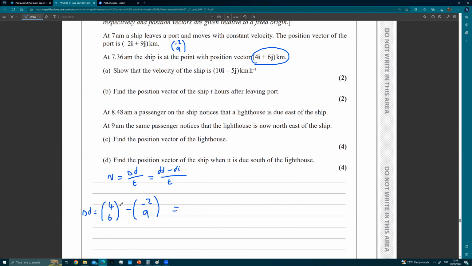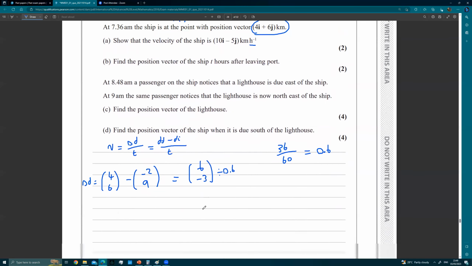And that's just equal to 4 minus -2 is 6, and then 6 minus 9 is -3. And then you want to divide it by the time. The time is 36 minutes, but you need it in hours because everything's in hours, like kilometers per hour. So you do 36 minutes over 60 minutes an hour, and 36 over 60 gives you 0.6. So divide both values by 0.6.